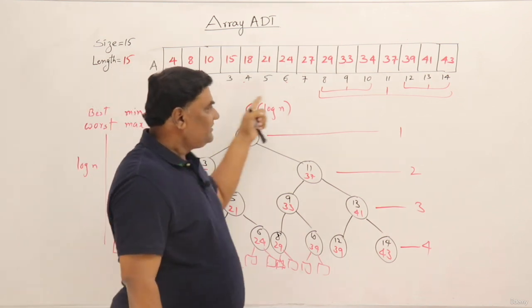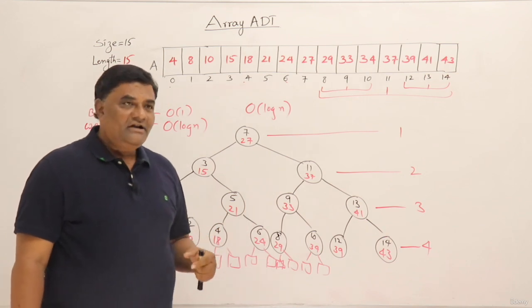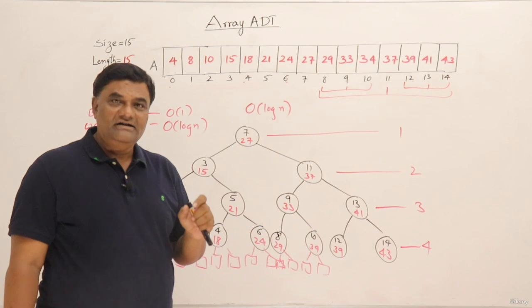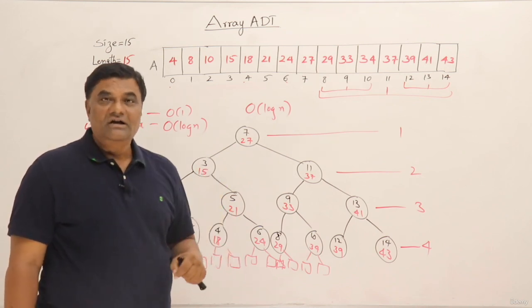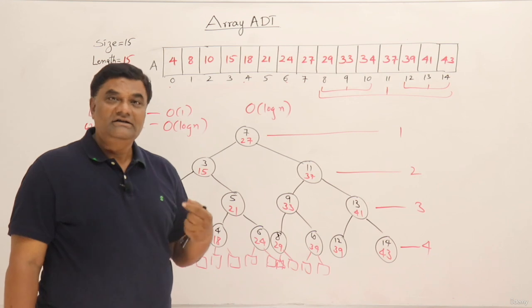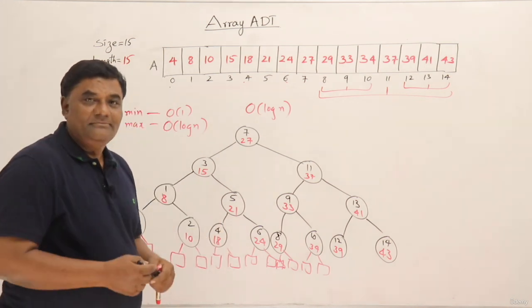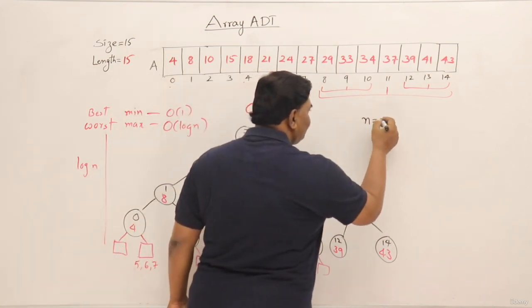See, we have a total of 15 elements here, 0 to 14. 15 is not a power of 2, so I will just round it to 16. To explain how it is log n, I'll take it as a power of 2, that is 16. Assume that the number of elements is 16.